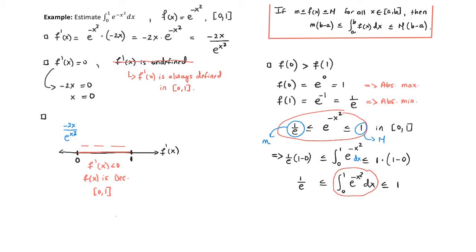And 1 over e is approximately 0.37. So if I write 0.37, what I have is the following. My definite integral is going to be a number between 0.37 and 1. And this is the way that I can have a reasonable approximation of my integral. I don't know exactly what the value is going to be, but I know that it's going to be a value between 1 and 0.37.